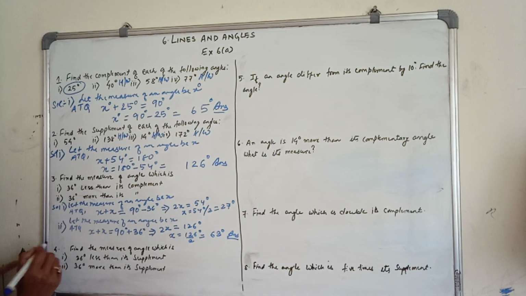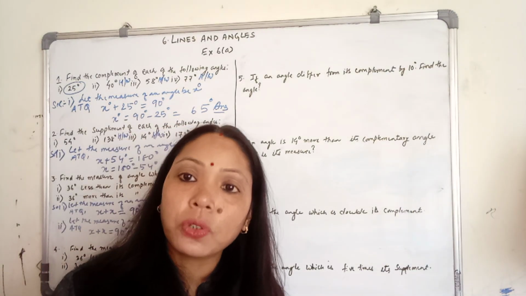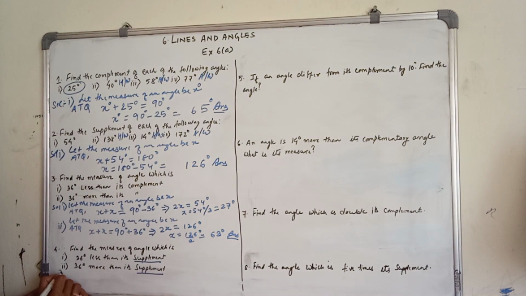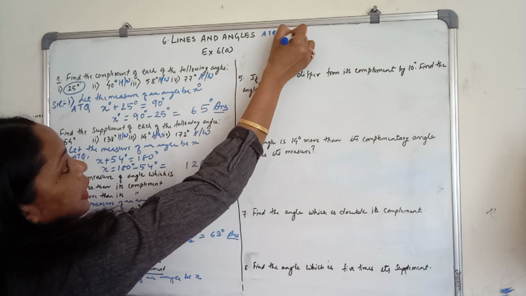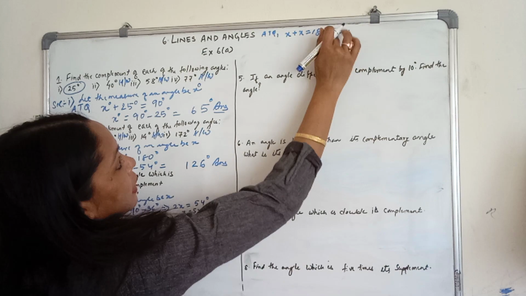Now question number 4 is the same, but this one you have to do for the supplement. So for supplement, what do you have to take? You have to take x plus x equal to 180 degrees. So number one, in the same way, let the measure of an angle be x. According to the question, x plus x equal to 180 degrees.